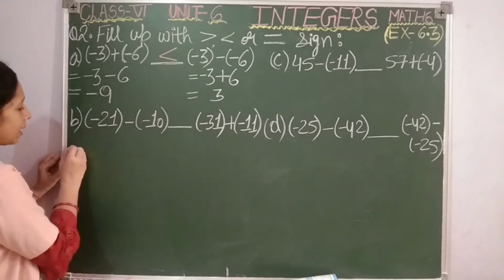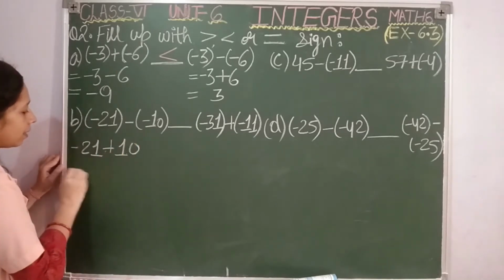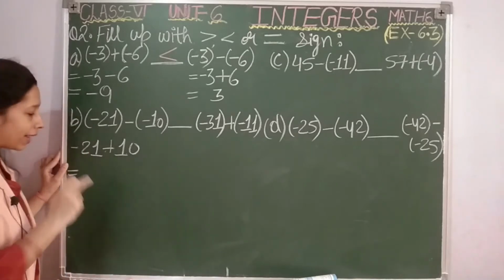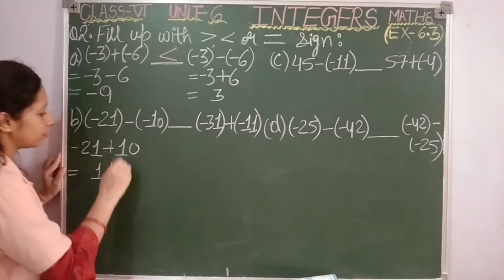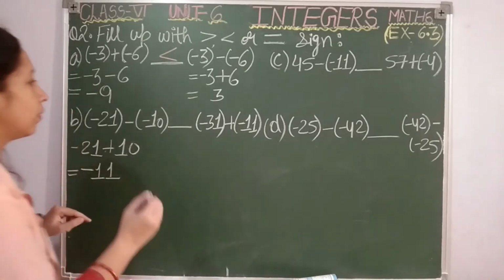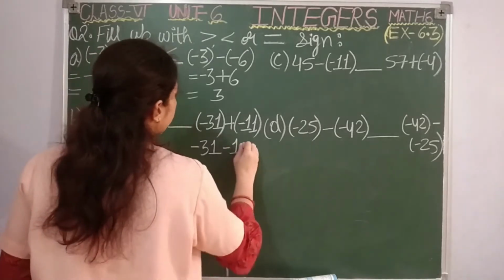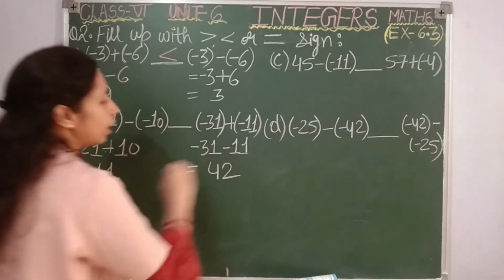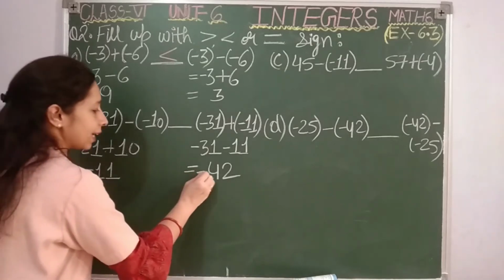Next point, minus 21, again minus minus plus. The first is negative, another one is positive, so we are going to subtract; minus plus minus. 21 minus 10 will give you 11. 21 is the greater number, so minus 11 I am going to write here. Minus 31, now plus minus minus 11. Both the numbers are negative, so minus minus plus will get 42. 31 is the greater number with negative sign, so in the answer also we have written a negative sign.